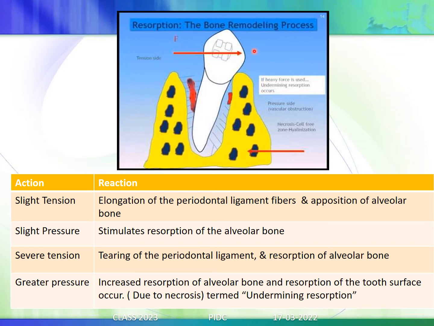If there is severe force acting, there is going to be tearing of the periodontal ligament, and it also results in resorption instead of apposition of the bone. In other words, in the area of the pressure side, if there is greater pressure, there is going to be increased resorption of the alveolar bone around, resulting in resorption of the tooth surface, and this is termed undermining resorption.